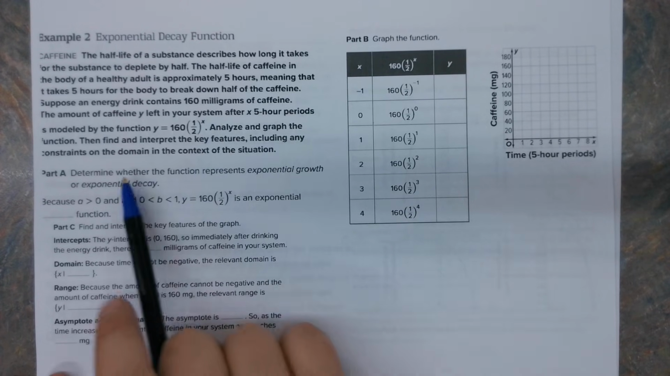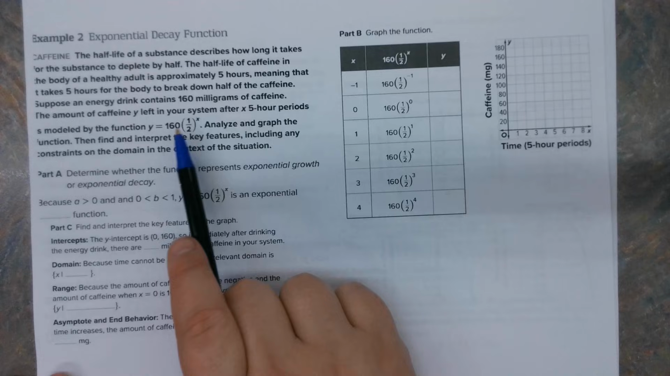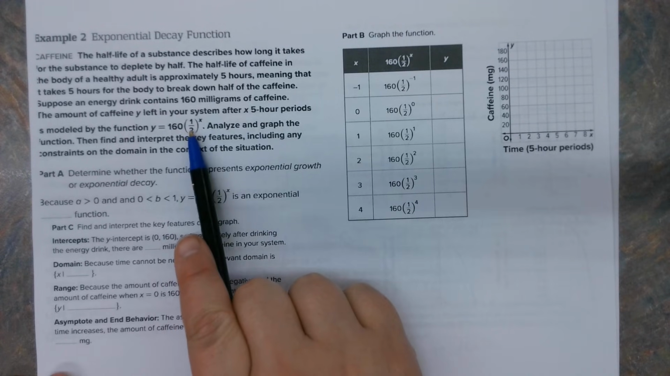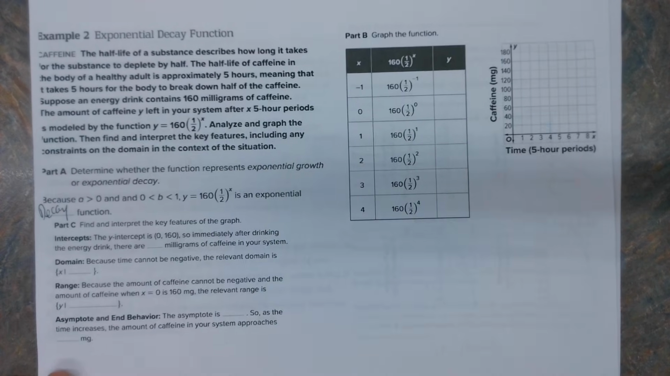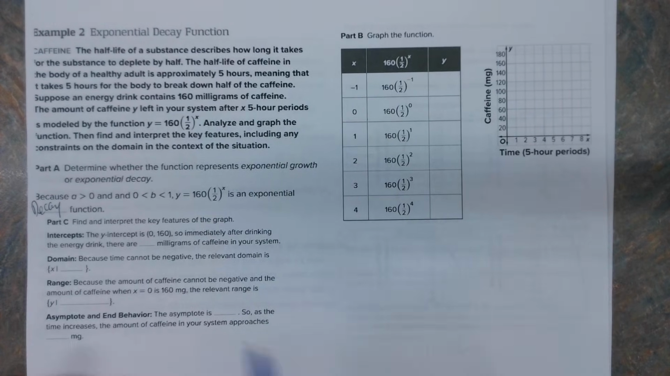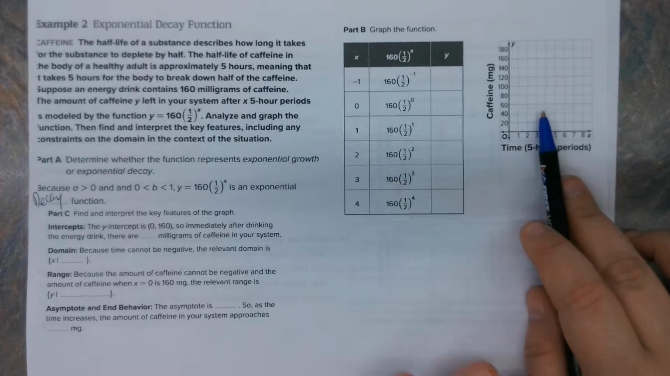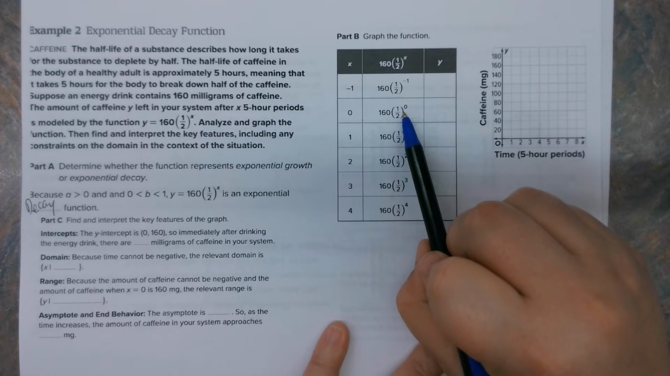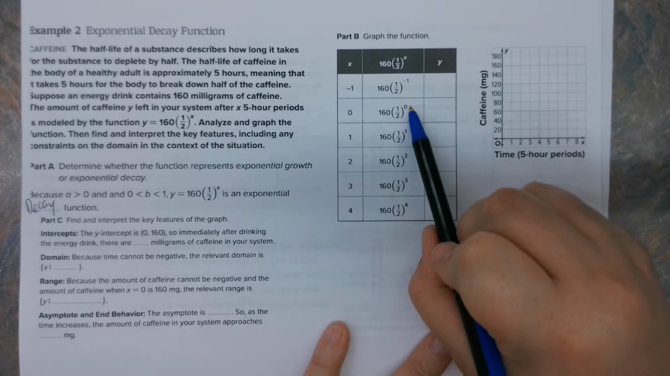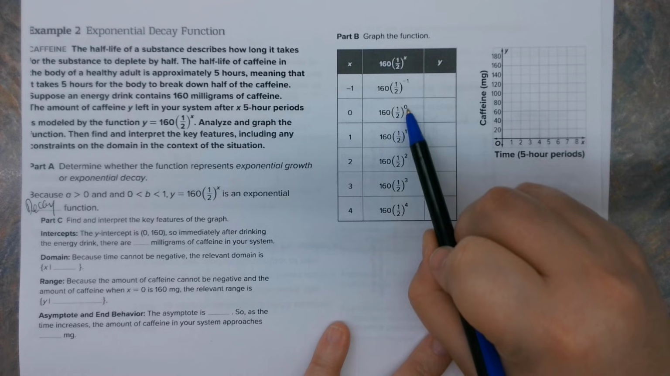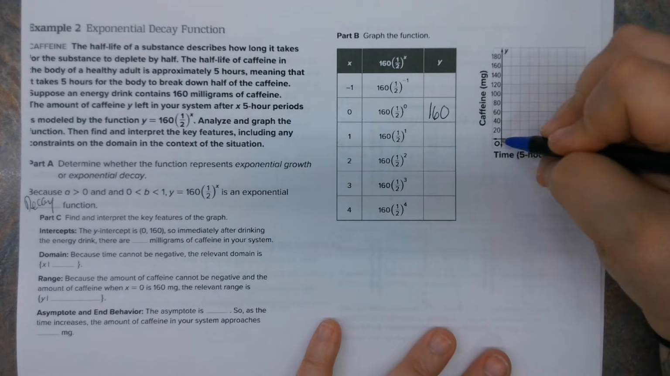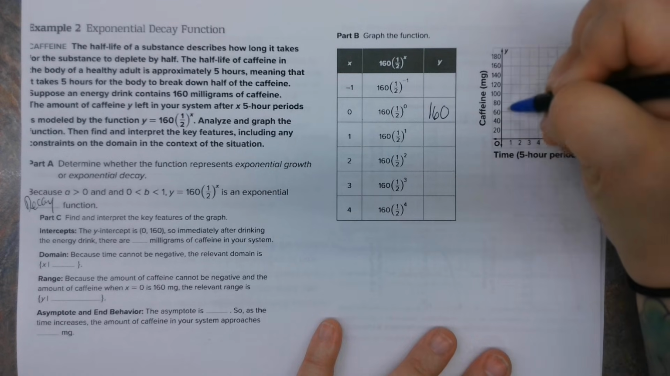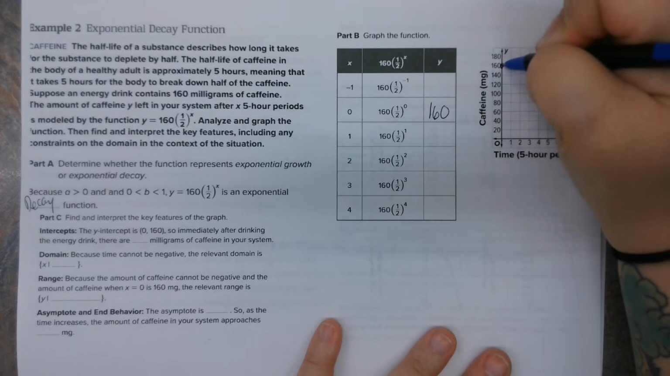So part A, is this exponential growth or exponential decay? The base is greater than 0, between 0 and 1. So this is going to be an exponential decay function. Okay? Part B is graphing it. Let's go ahead and do the easy one. If x is 0, that means this is 1, so the answer is 160. So at 0, we're going to jump all the way up to 160.